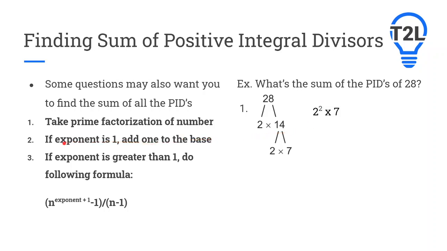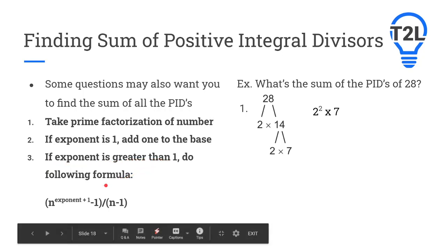Now, step 2 says if the exponent is 1. Well, the exponent is not 1, so let's go to the next step, step 3. Now it says if the exponent is greater than 1, do the following formula. So 2 squared has an exponent that's greater than 1, so you want to do this formula right here.